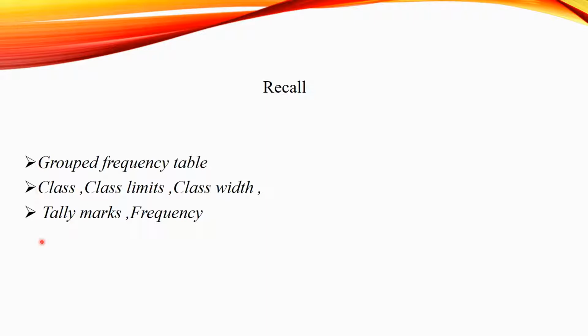Before that, let us recall what we have learned in the previous module. We have learned about grouped frequency table from ungrouped frequency table. We have learned to make small groups which are called classes, the class limits and class width. We have also learned about tally marks and frequency.